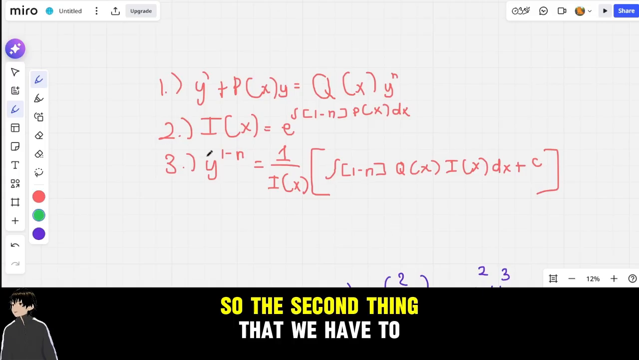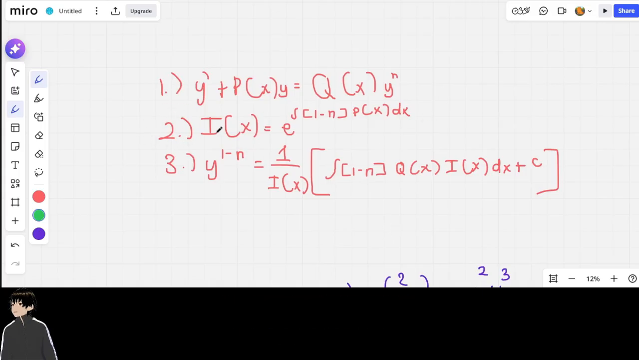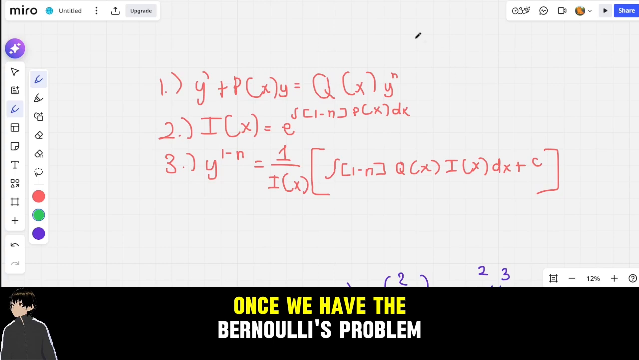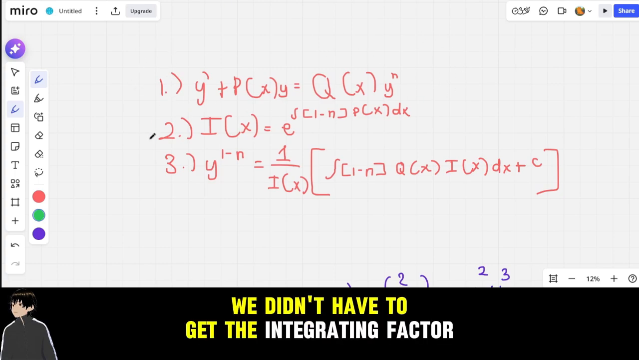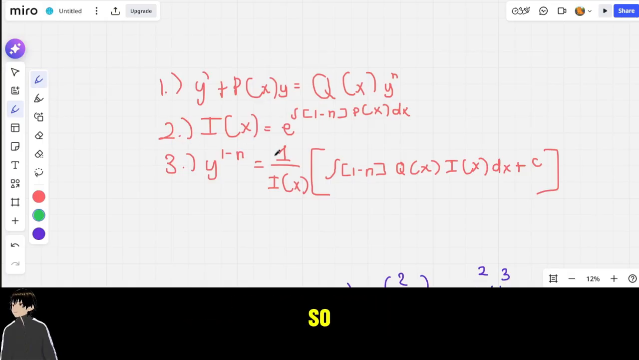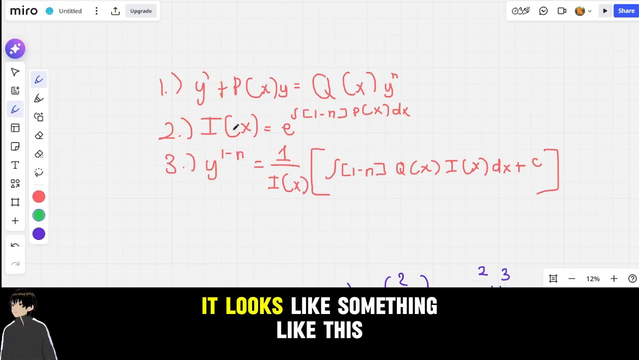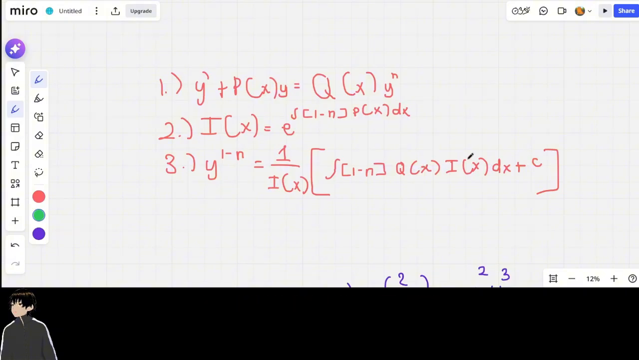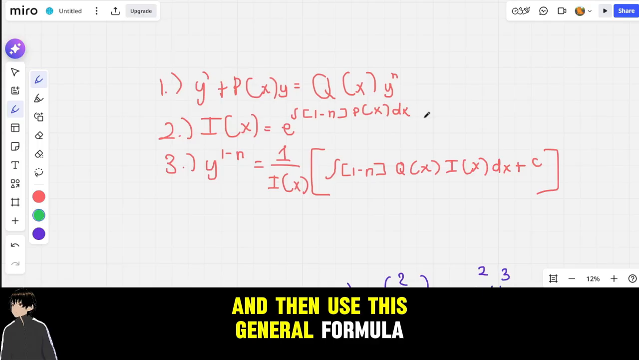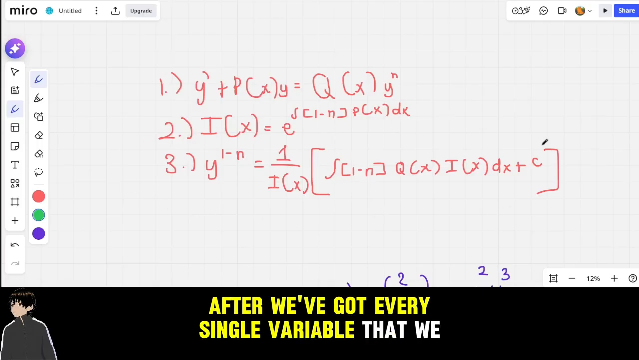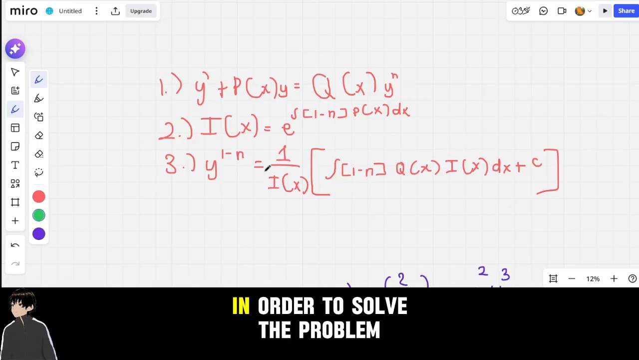So the standard form for Bernoulli's equation problems, okay? The second thing we have to keep in mind is once we have the Bernoulli's problem, we then have to get the integrating factor of it. It looks something like this. We have to get the integrating factor and then use this general formula after we've got every single variable that we need in order to solve the problem, in order to get the answer.